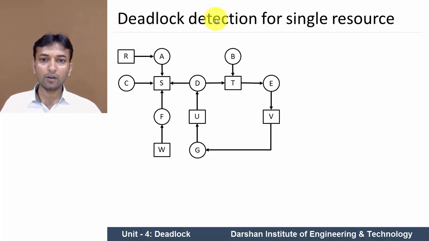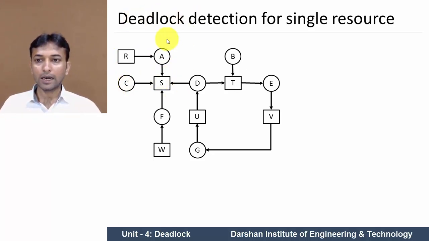The first one is deadlock detection for a single resource, that is, a single type of resource. In this figure, these squares are resources: R, S, W, U, T and V. This circle is a process, so A, C, F, D, G, E and B are all processes. Whether it is a resource or a process, each is known as a node.